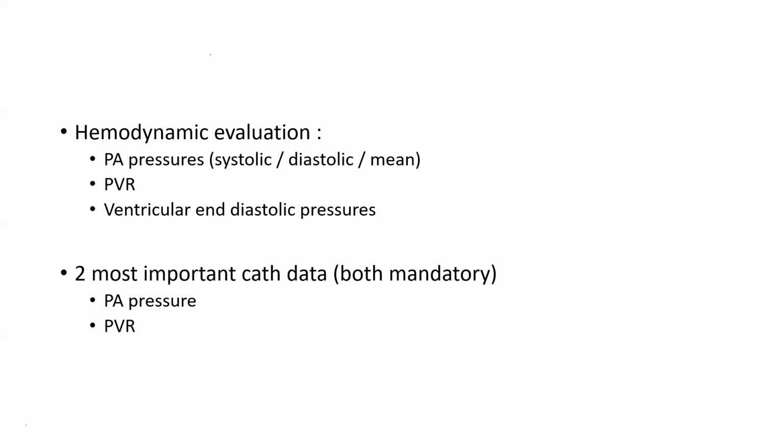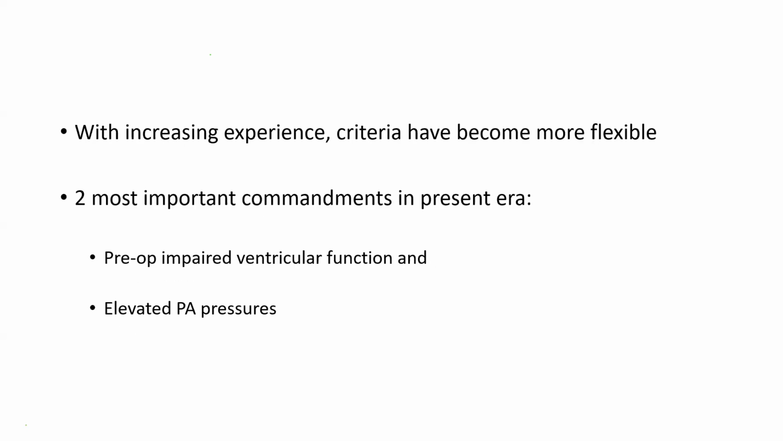Most important is the PA pressure and PVR. PVR should be less than 4. PA pressure should be less than 12, is what JR sir said in our institute, but the book says less than 15. With increasing experience, the criteria have become more flexible. Even pre-op impaired ventricular function and elevated pre-op atrial pressures are now considered by giving a fenestration and so on.